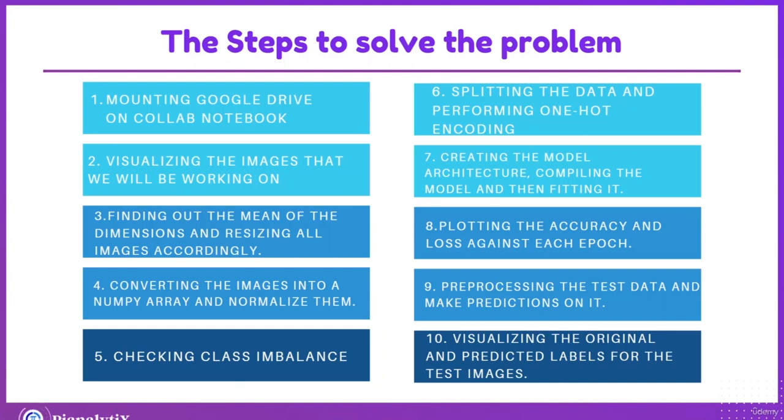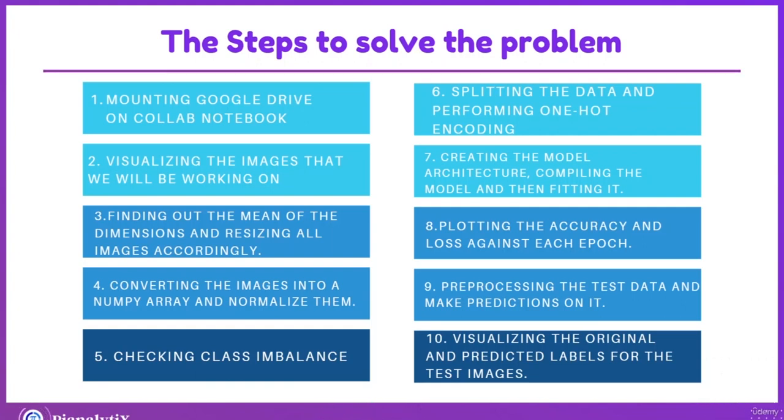After that, we will find out the means of all the dimensions and resize the images accordingly. Next, we will convert the images into a NumPy array and we will normalize all the images. This is important. Next, we will check the class imbalance, if the data is divided equally in the classes or not. After that, we will split the data and perform one-hot encoding on the target feature, that is the number of classes.